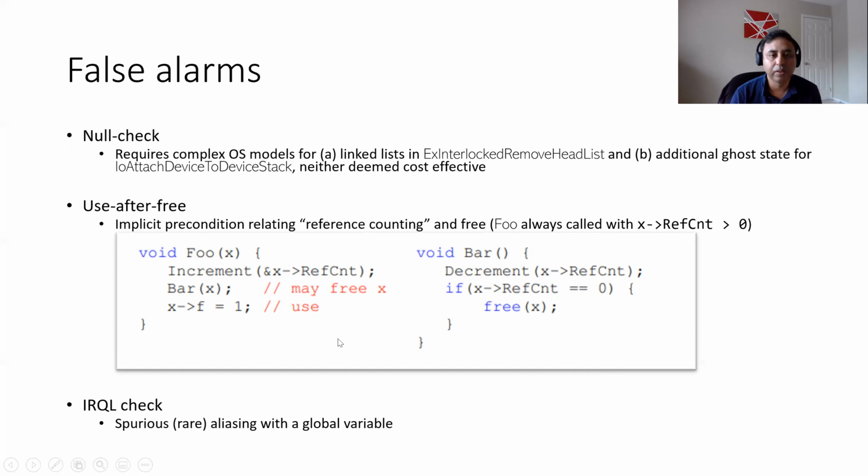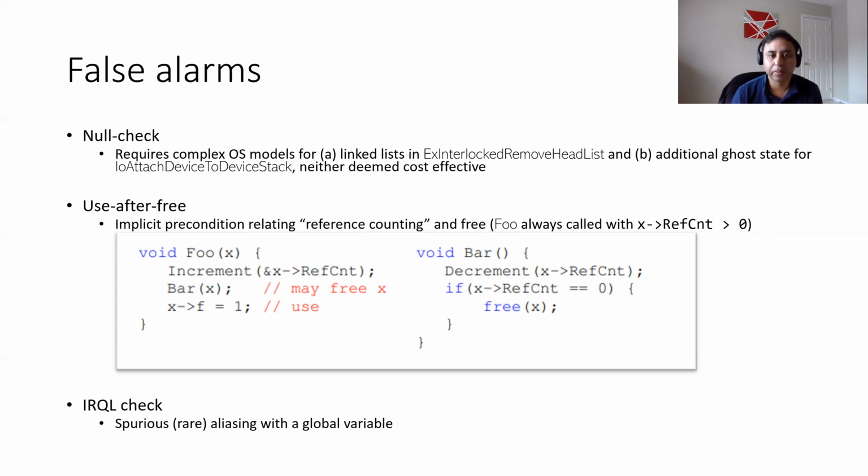For use after free, we found an interesting case. So look at the procedure foo here. It increments the reference count, calls bar, which decrements the reference count. And if the reference count goes to 0, then calls free. And then there is a usage in foo itself. So AV thinks this is a warning because it actually sees evidence of free and dereference in the same procedure starting from foo. But there is an implicit precondition that foo is always invoked with a reference count greater than 0, which means that from foo's call site of bar, the free is never exercised.